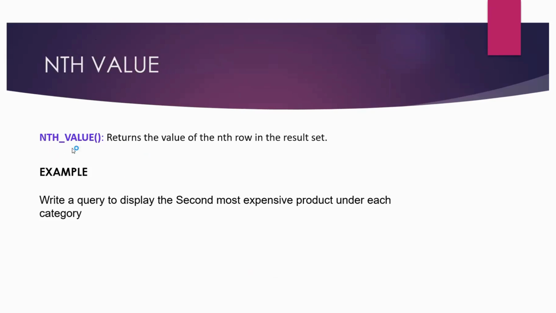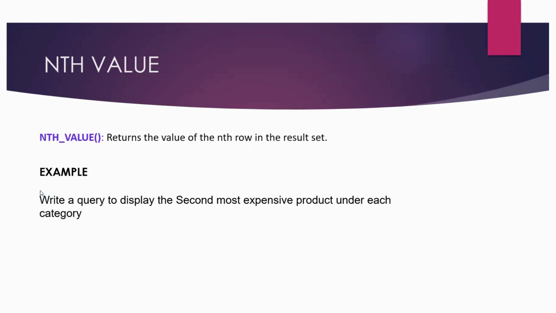Nth value window function returns the value of the nth row in the result set. As we already know, first value will fetch the first record from the given partition of the data set, and last value will fetch the last value from the given partition. But nth value helps you fetch whatever position you mention in your query. Whatever information you want, it will fetch. That is why it returns the value of the nth row in the result set.